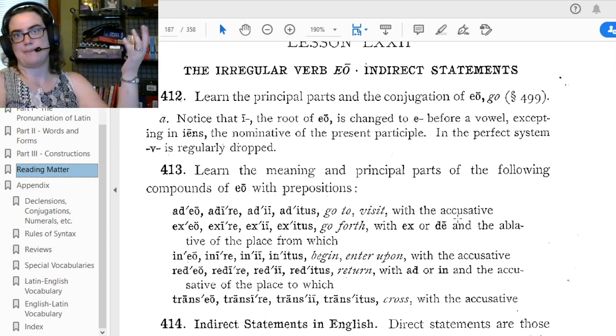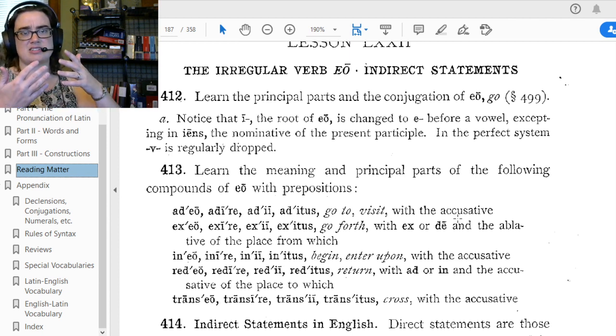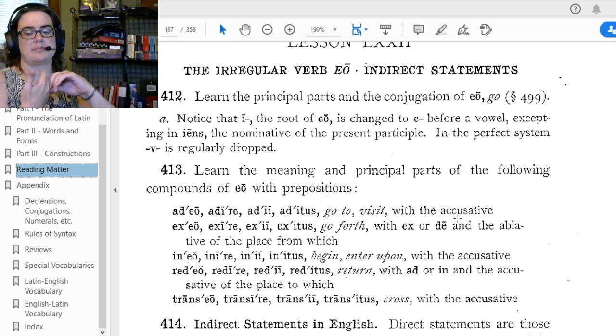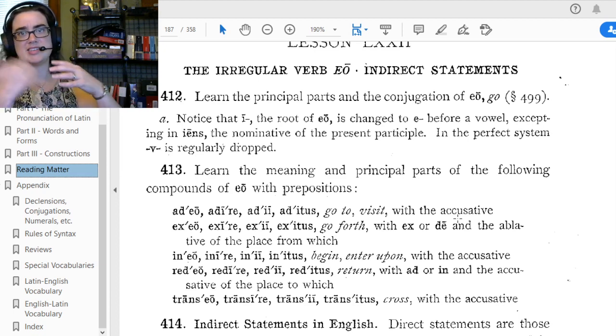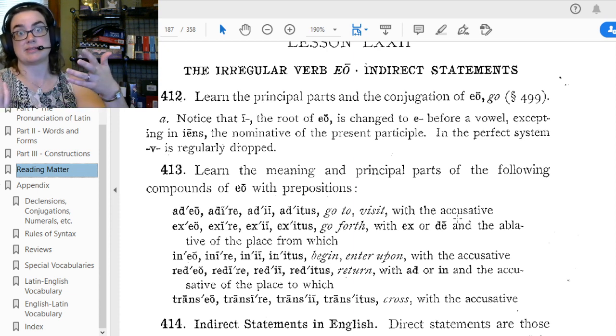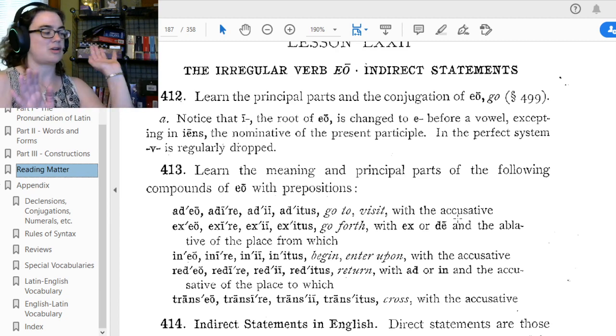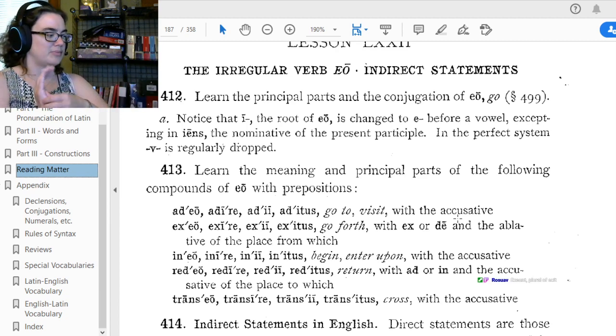And it's like, okay, that's fine. But it's really important, and it's where we get a lot of English words like exit. So you can see that list of important compounds there. Adeo, to go, approach, visit. Exeo, to exit, to go forth. Ineo, to go in, to begin, to start. Redeo, to return. Transeo, to pass through, to cross. All very important. Yeah, exeunt, plural of exit.